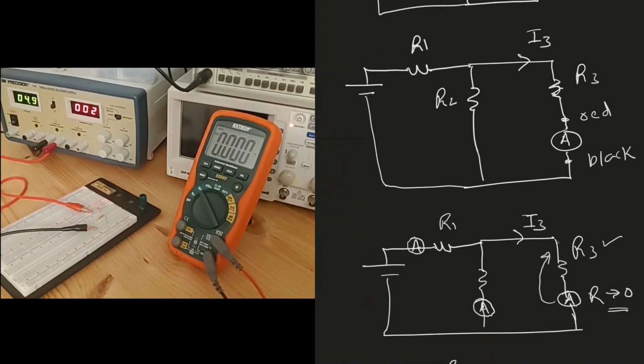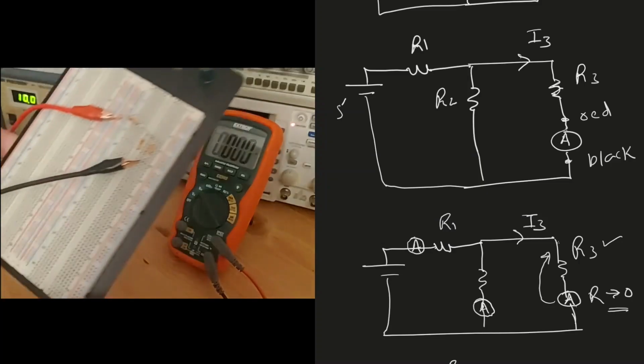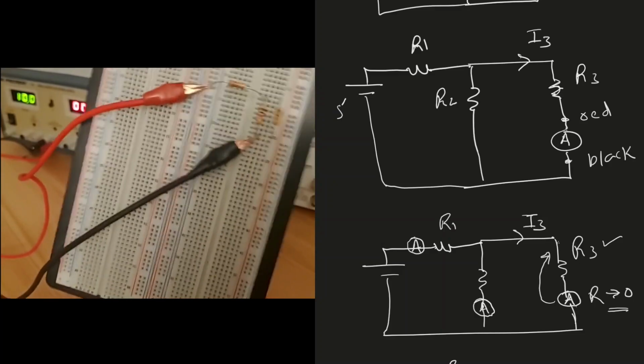Now let's see if I can construct this circuit and I want to measure the current through R3. All right, so I have created this circuit with these three resistors, as you see over here. Let me try to see if we can focus this.